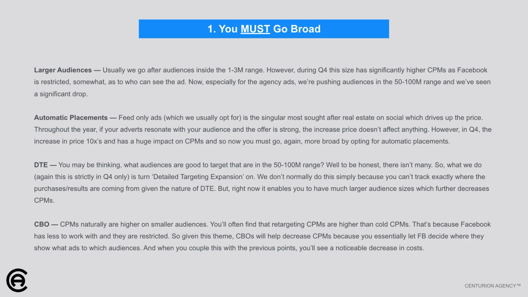Finally, again, tying in with that idea that I talked about before, with giving Facebook more to play with, CBO. So CPMs naturally are higher on smaller audiences, okay? You'll find that your retargeting CPMs are always higher than your cold CPMs. And that's because Facebook has less to work with, they're restricted. So given this theme, CBOs will help decrease CPMs because you essentially let Facebook decide where they show what ads to which audiences. And when you couple this with the previous points we talked about on this initial point, you'll see a noticeable decrease in cost.